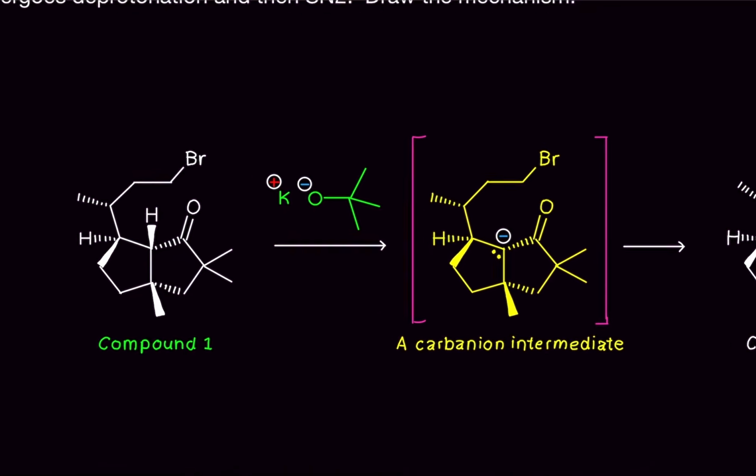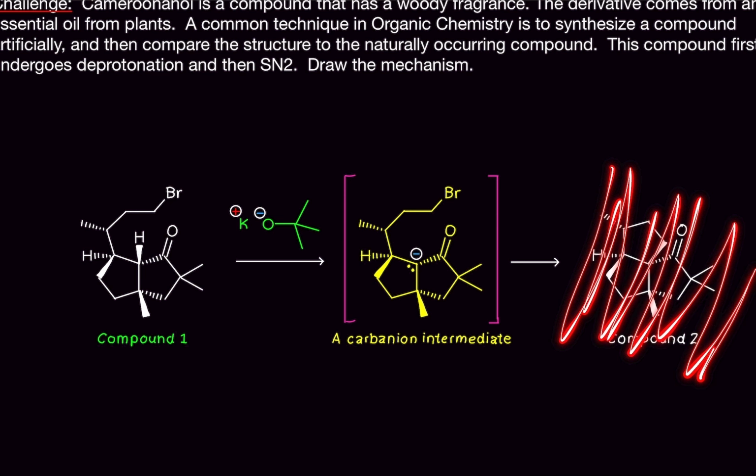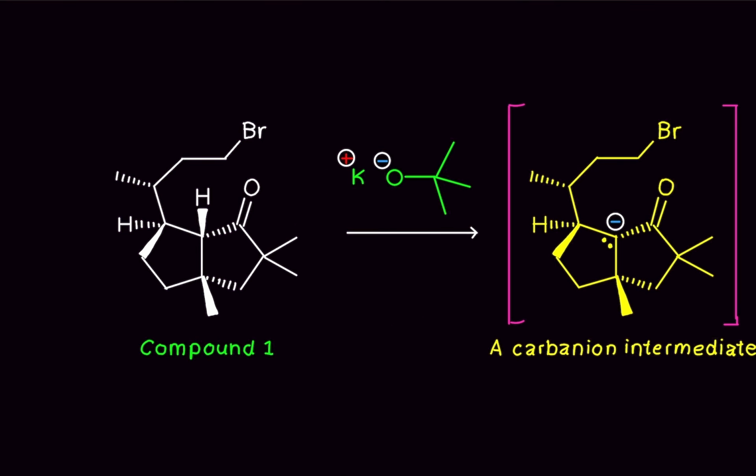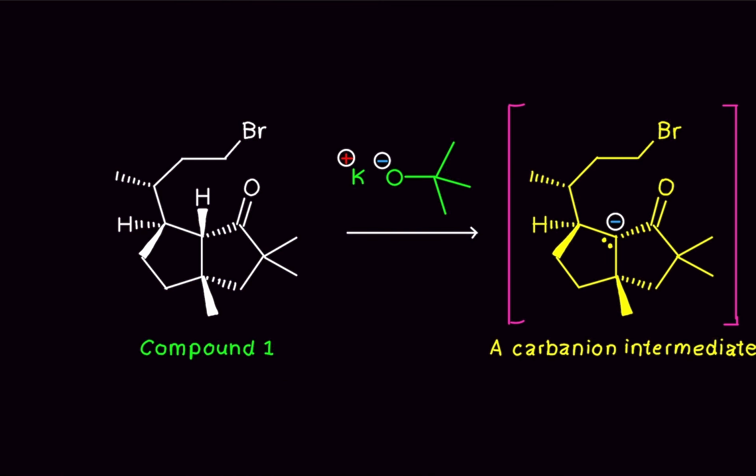So, here's the trick. Don't worry about this at all right now. Look at the differences between this and this. What is different? Besides that it's yellow, the difference is right here. We have gotten rid of the hydrogen and replaced it with lone pairs. So that must be what's doing the reaction in this part right here.